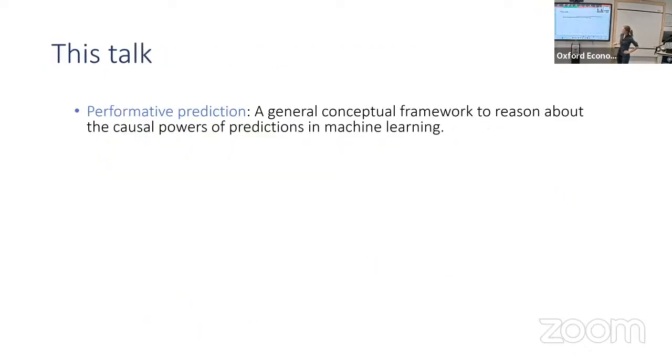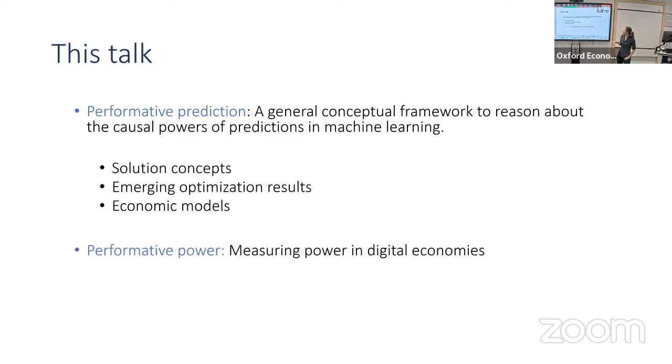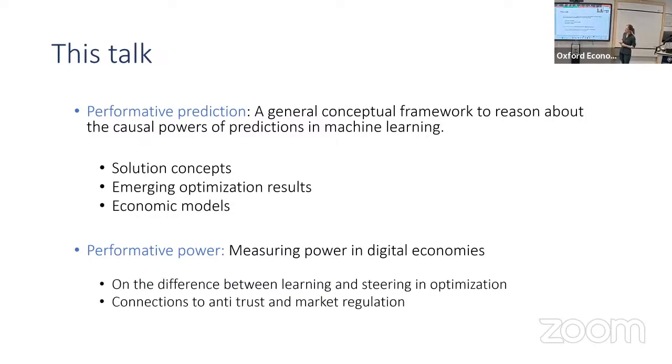So in this talk, I will present performative prediction, a general conceptual framework to reason about the causal power of prediction in a machine learning, supervised learning context. I'll talk about different solution concepts that emerge from this perspective. I'll go a bit into optimization results, but not too much because this is an econ or at least an interdisciplinary workshop. So I don't want to bother you with optimization results. I want to focus a bit more on economic modeling, so the role of econ in that picture. I also want to talk a bit about power, because I think there's a very interesting connection between performativity and power and digital market regulation that I want to touch upon in a second part.